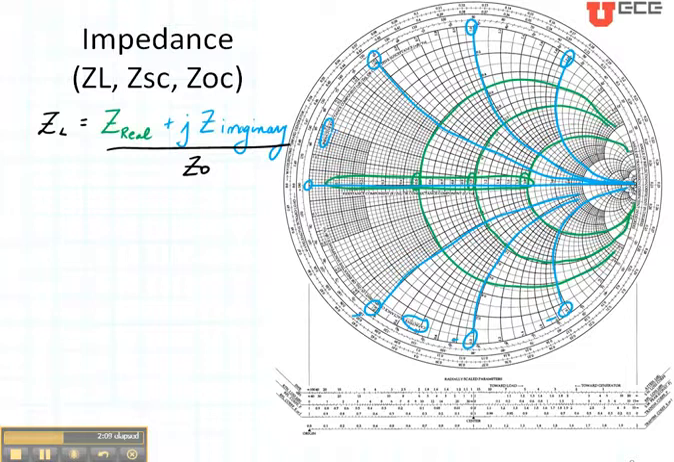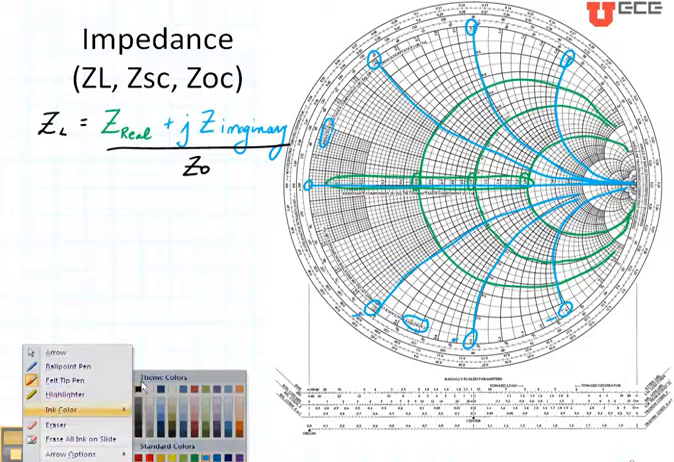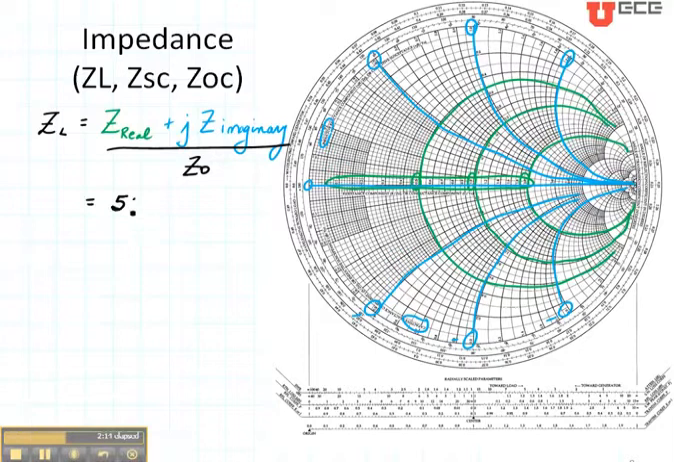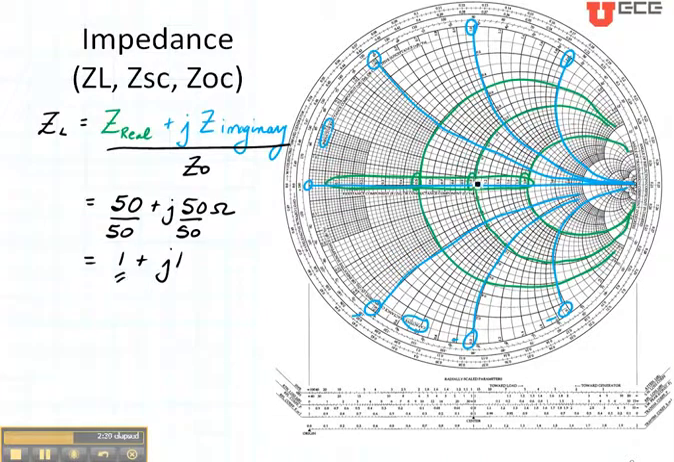So let's suppose, for instance, that I have a load impedance that is 50 plus J50 ohms. And let's suppose that my characteristic impedance is 50 ohms. So when I normalize it, I want to plot 1 plus J1. So let's first go find the real part of 1. That's this circle right here. And the imaginary part of 1, positive 1, that's this circle right here. At the intersection of these two circles right here, this is Z load equals 1 plus J1.